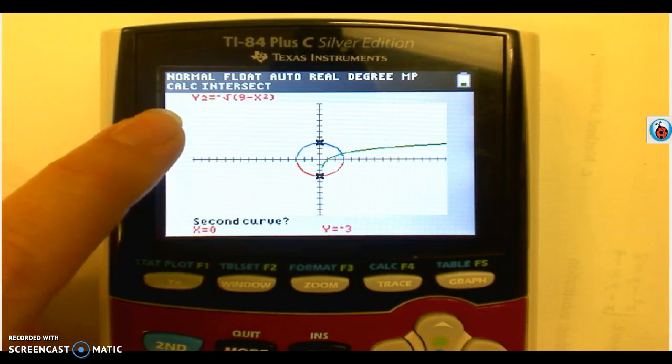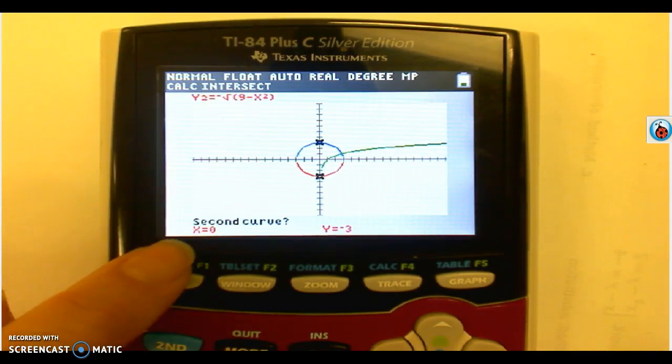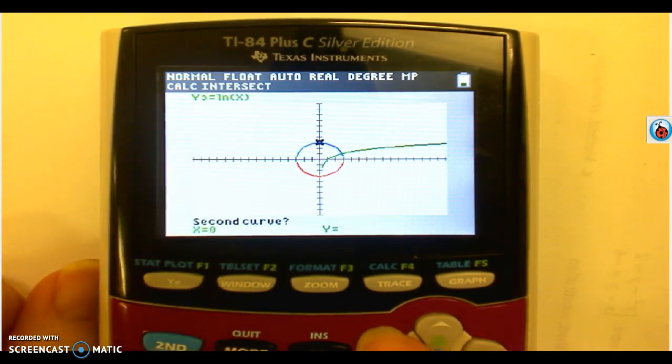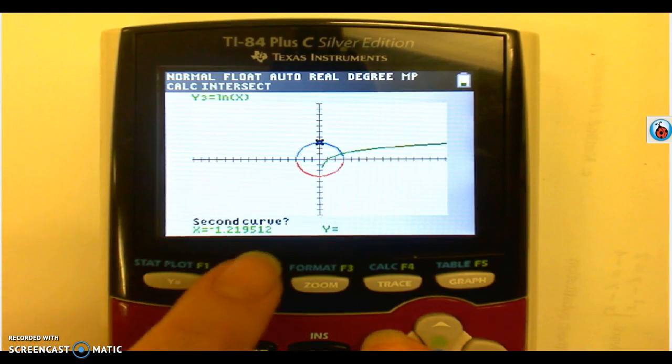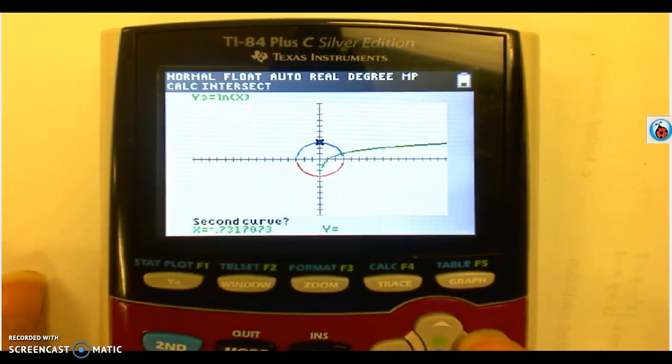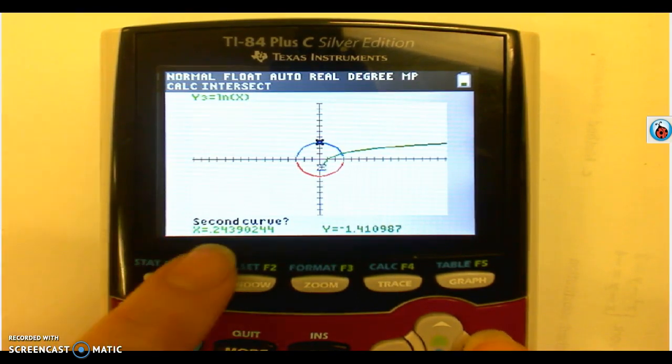Now I wouldn't want to intersect the bottom of the circle with the top of the circle. That's not what I'm looking for. So I'm going to push my up and down buttons. That's what lets me switch between curves. And now it looks like I'm on the natural log curve, yeah? But if I go to the left, you'll see that there is no y value there. And that's because natural log only works for positive x values. So you have to make sure that you're on a legit part of the curve.